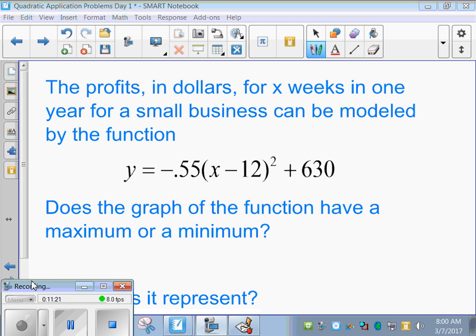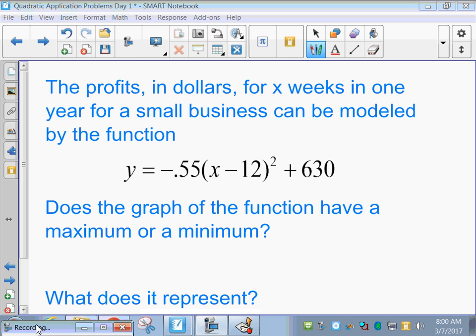Now, here's an application problem. The profits in dollars for x weeks in 1 year for a small business can be modeled by the function. What form is that in, you guys? Vertex form or standard form? It's in vertex form, right? It's already got this thing squared here. Vertex form is x minus h squared plus k. Does the graph of the function have a min or a max? Well, all we have to do is look at this sign. It's negative. Does it open up or down, you guys? Okay, it opens down.